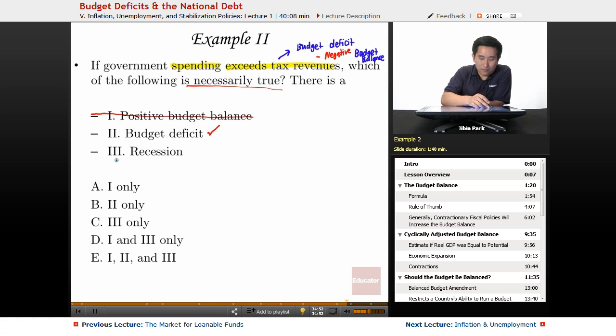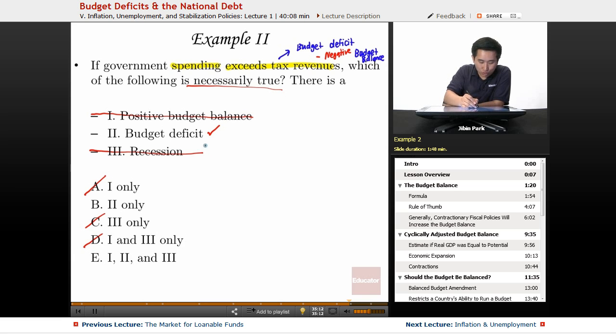Is it a recession? Okay. Now, in times of a recession, does the government spending sometimes exceed tax revenue? Yes, sometimes, but it's not necessarily true. So we can't mark this as being absolutely correct. So only 2 is correct. So this is incorrect. This is incorrect. 1 and 3 is incorrect.